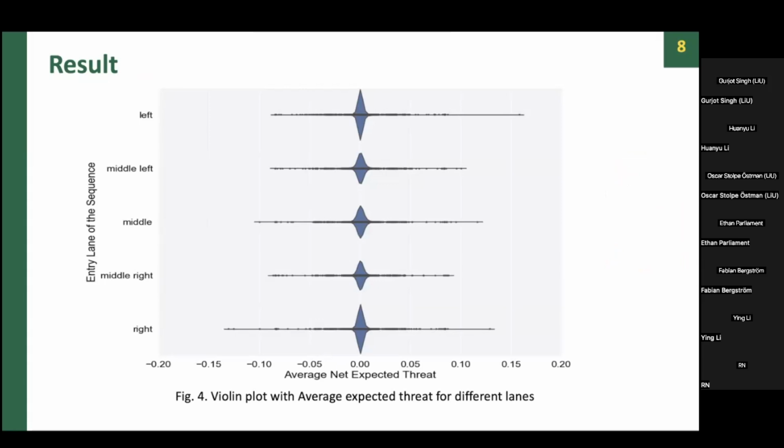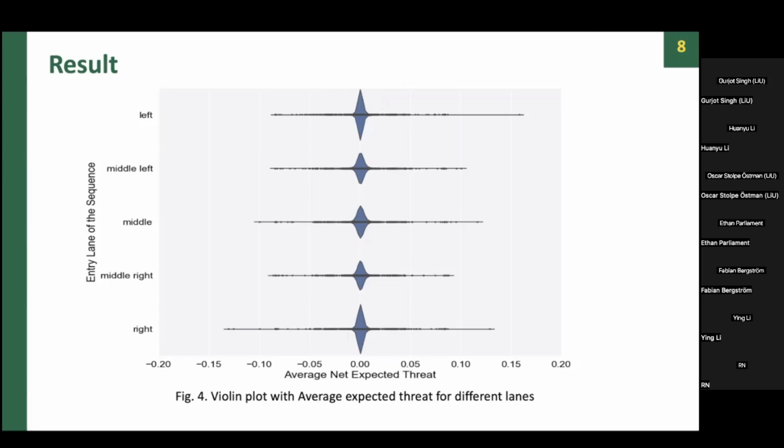Let's say a player is trying to enter the offensive zone, on which side of the rink he is making the entry. So the peak values show the number of times a player made an entry from the left side for the left lane, and the right side for the right lane.